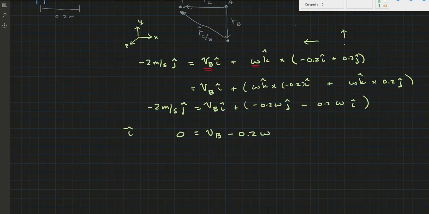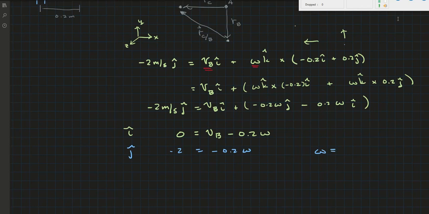So from this, well, let's continue on. And then we have the j terms. We have minus 2 meters per second j, and then we have this equals minus 0.2 omega. So now we have two equations and two unknowns. Actually, this j equation only has one unknown in it, so we can solve directly for omega here without even having to use a system of equations.